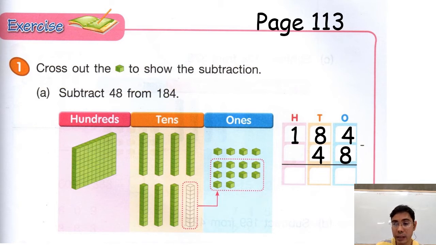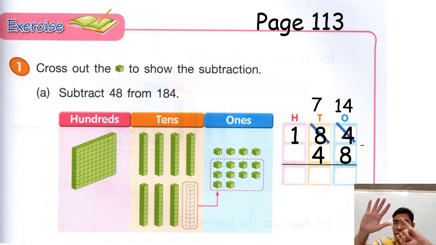4 take away 8. Cannot be. We need to borrow. 8 is a big number. So we borrow from our neighbor, tens place. 8 will become 7. Now 4 will become 14. Now we can subtract. 8 in your mind. 9, 10, 11, 12, 13, 14. 6.